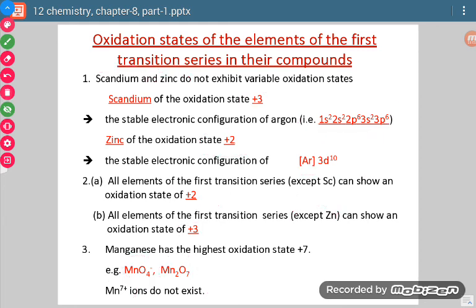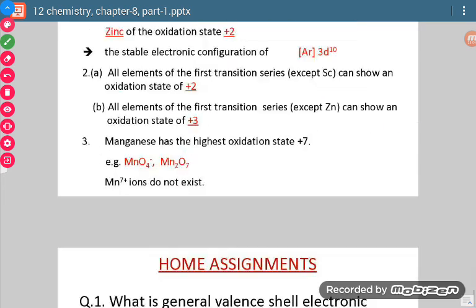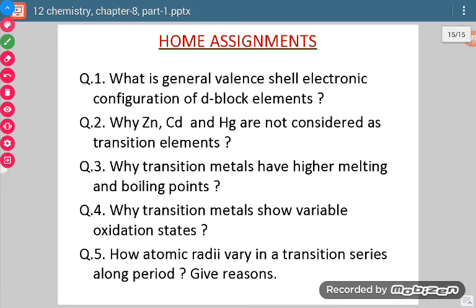Okay, so these were the four physical properties of d block elements. Now this is the homework which you have to complete on the basis of what we have studied.